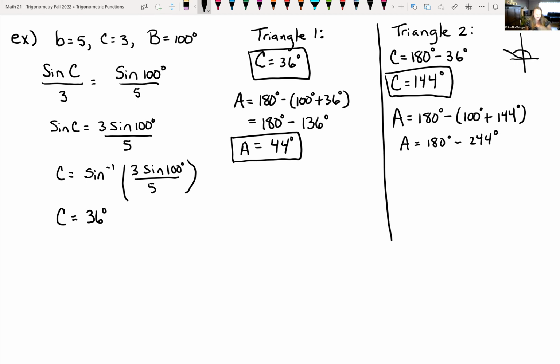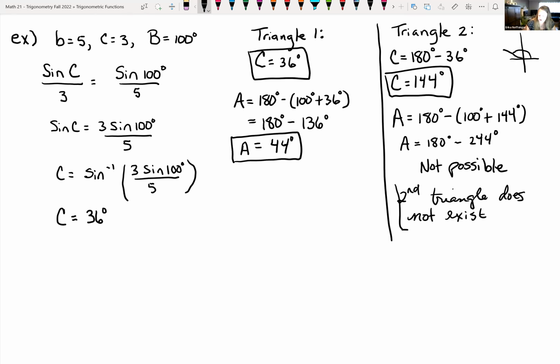So 180 degrees minus 244 degrees. That is a negative angle. So this is not possible. Which means that our second triangle does not exist. So we just need to continue working on that first triangle. And we know one triangle exists, or we would have already had that error coming through. So now we just need to figure out what side A is.